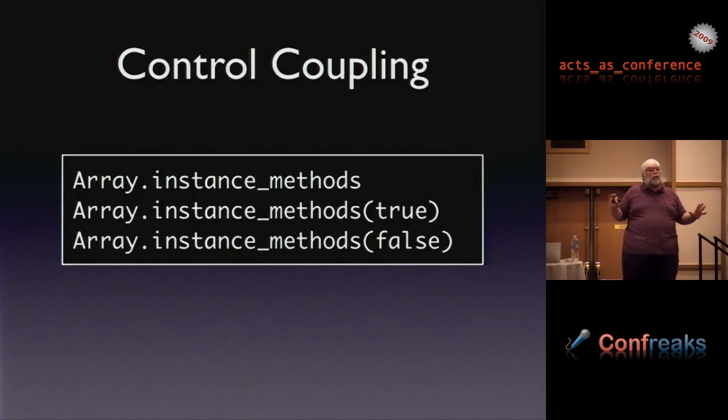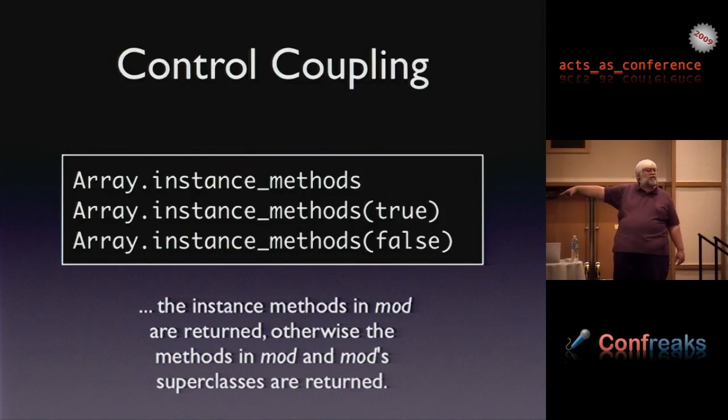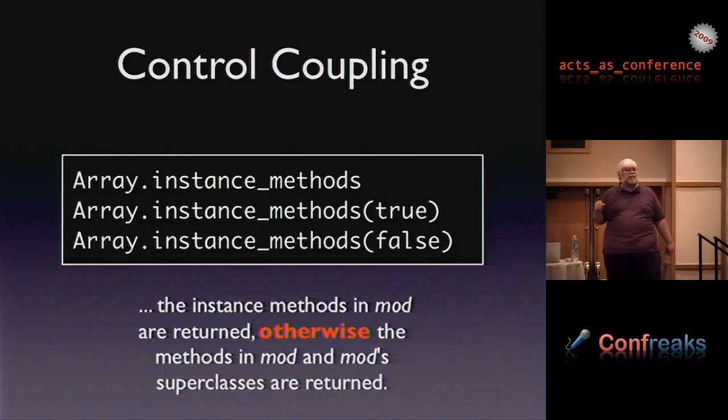Your program would work exactly the same if you rewrote these into 2 separate methods and just called them separately. There's rarely a case where you need to pass in true or false as a piece of data. Also, the description of this method is telling. The instance methods in module are returned, otherwise the methods in mod and mod superclasses are returned. And I will claim that "otherwise" is semantically equivalent to "or" for this description. So control coupling is kind of in the middle. Sometimes it's useful to have, sometimes it can be detrimental.